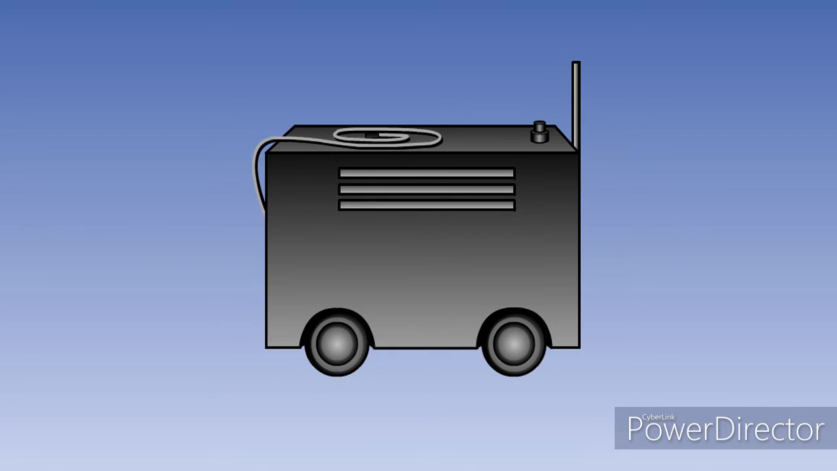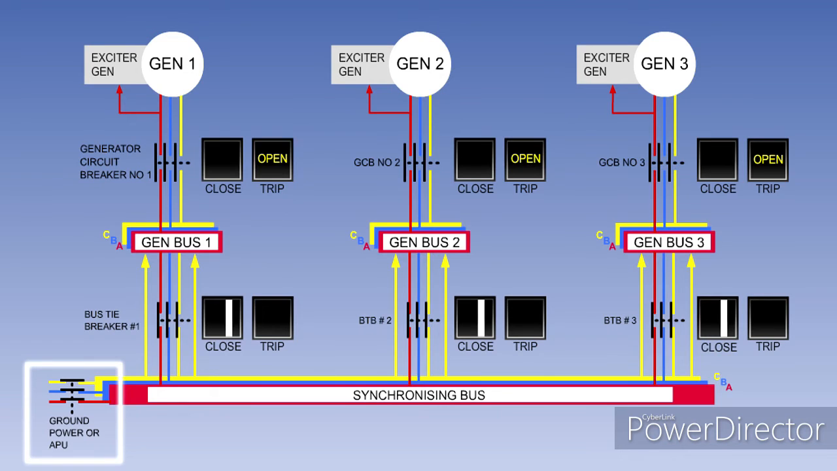On the ground prior to engine start, electrical power can be supplied to an aircraft by a ground power unit. The standard modern ground power unit output is 115/200 volts, 400 Hz, three-phase AC, the same as the engine-driven generators. Ground power can be used to supply all the aircraft's electrical loads.